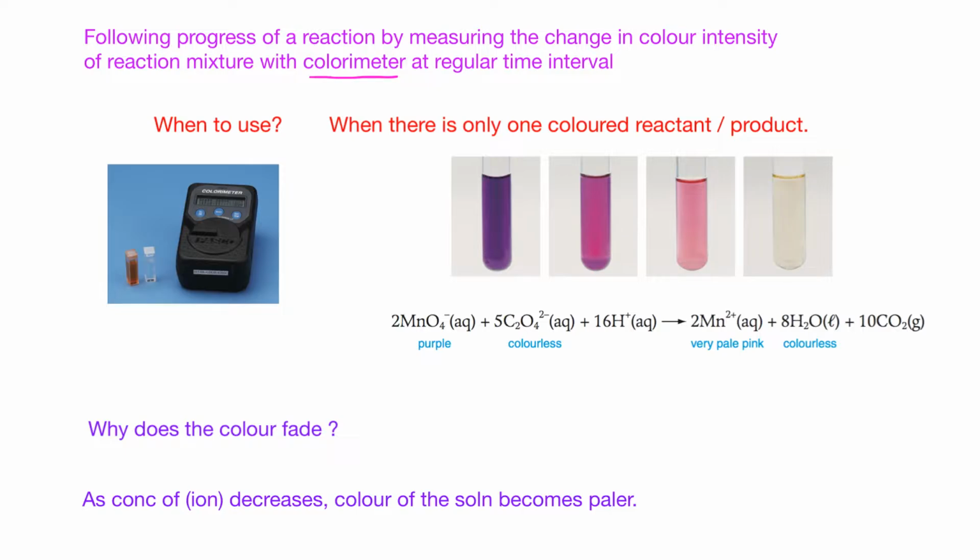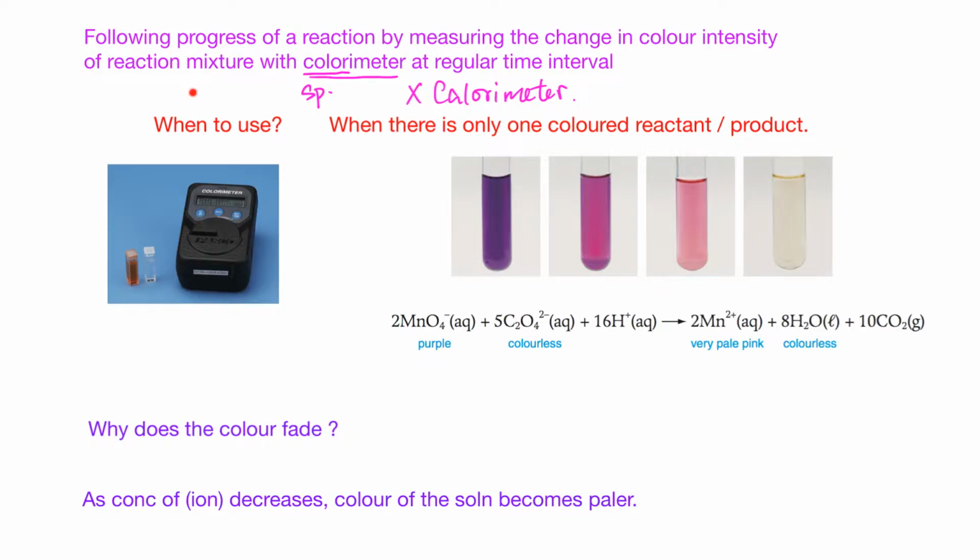This will be the instrument that we're going to use. Remember the spelling of colorimeter, it is very similar to the word color. It is different from the word that we have learned in energetics. That one is calorimeter. The spelling will be different, so pay attention to that. Do remember, we're using a colorimeter to measure change in color intensity at regular time intervals.